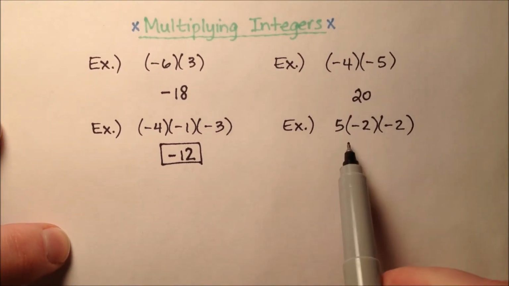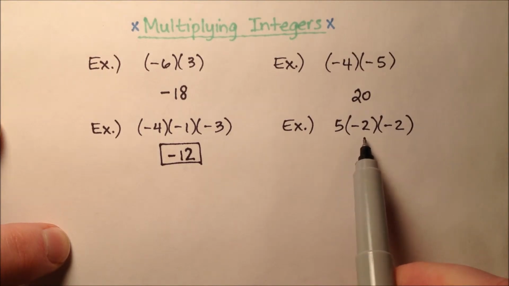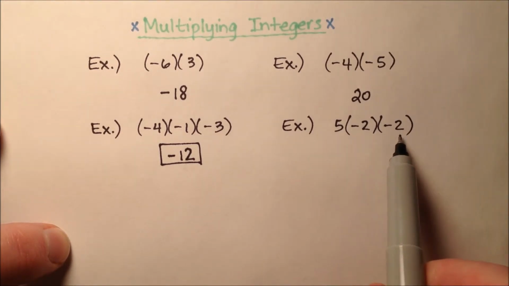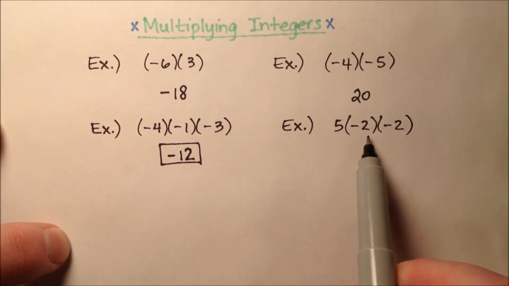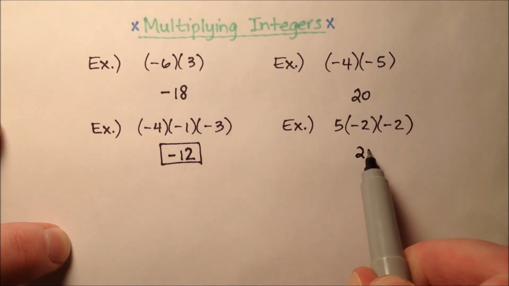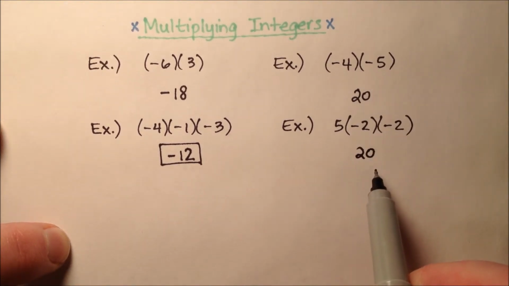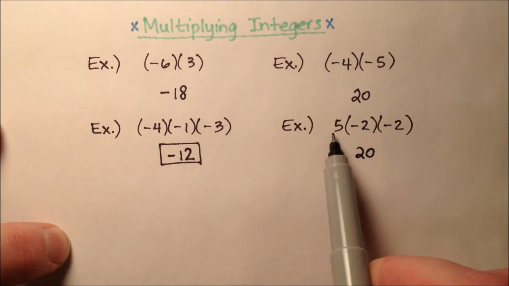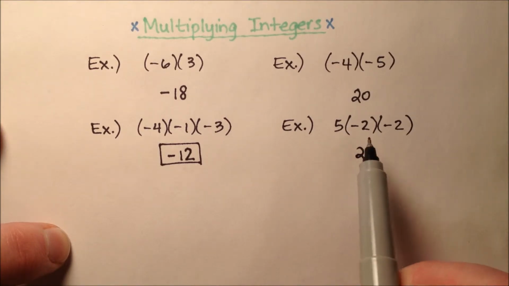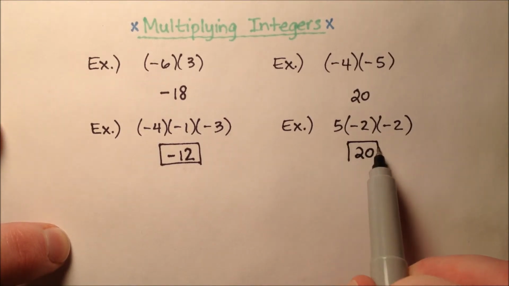In our next example, we have 5 times negative 2 times negative 2. So in this case, I'm only going to be concerned with multiplying the whole parts first, and then go back and worry about the negatives. 5 times 2 is 10, and 10 times 2 is 20. So my value is 20, but let's go back and check out the negative signs. I have 1, 2 negative signs. That's an even number of negative signs, so my value will stay positive.